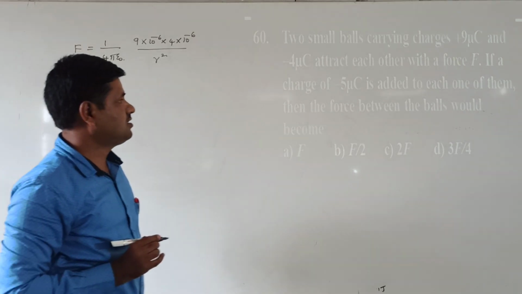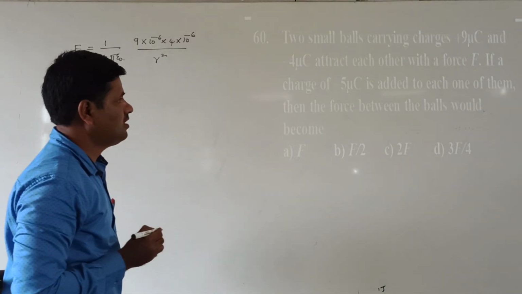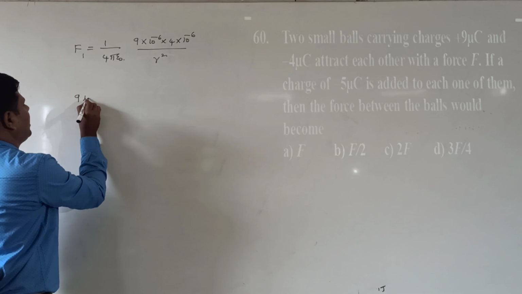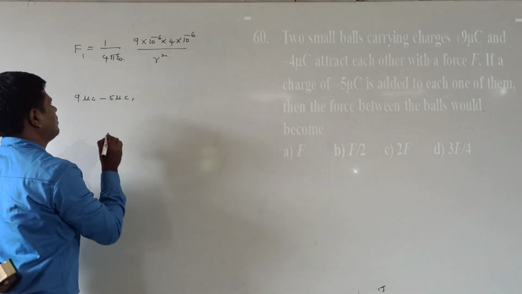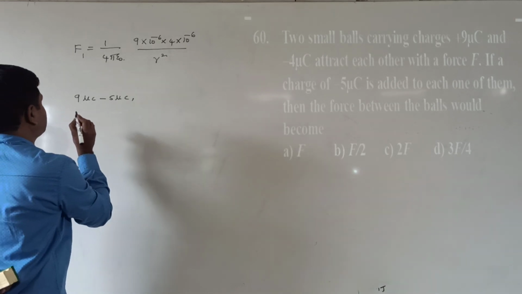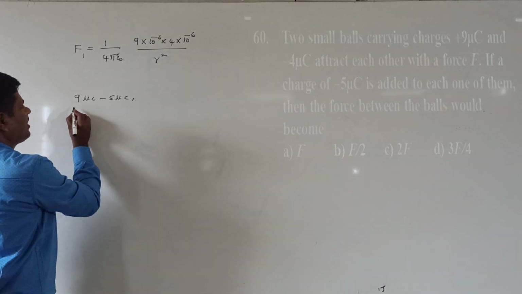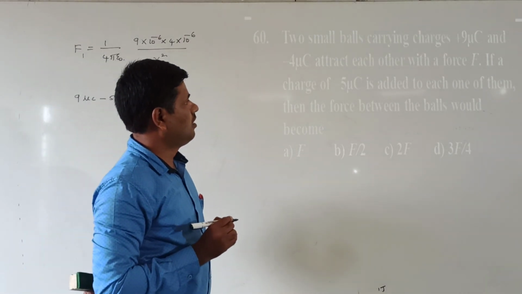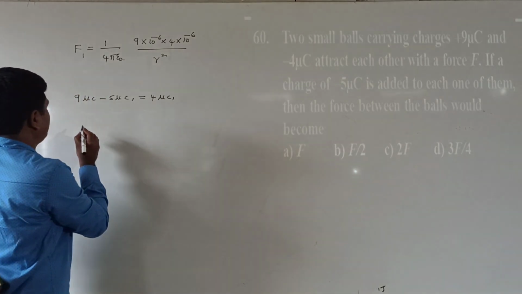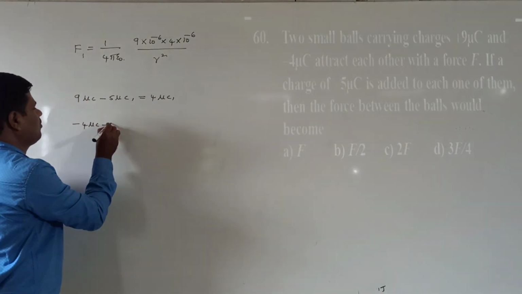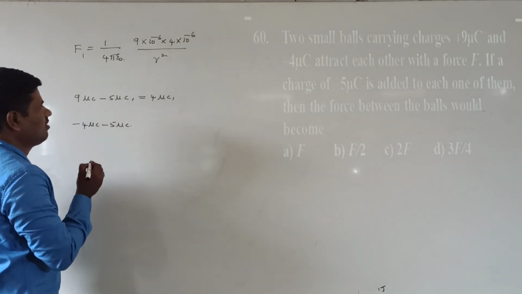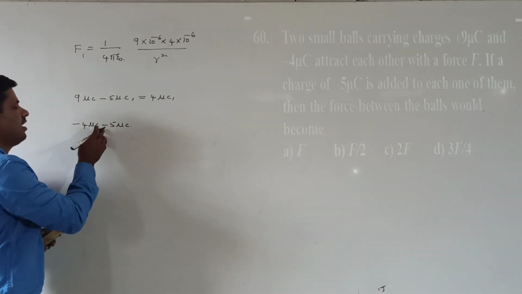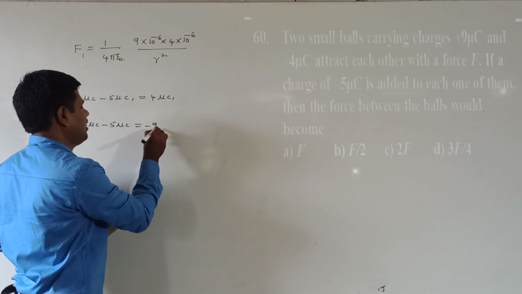Next, minus 5 microcoulomb is added to each of them. To the 9 microcoulomb we add minus 5 microcoulomb, so the new charge is 4 microcoulomb. For the other, minus 5 microcoulomb is added to minus 4 microcoulomb, meaning minus 4 minus 5, which gives minus 9 microcoulomb. Don't get confused here: adding minus 5 means plus into minus, which gives minus.